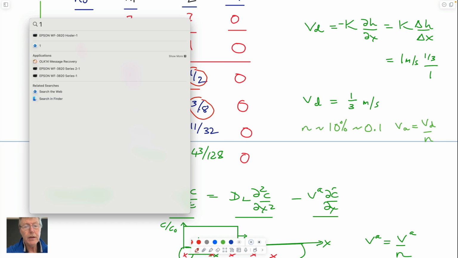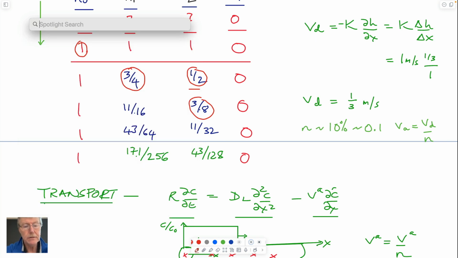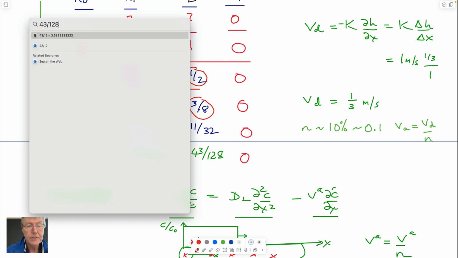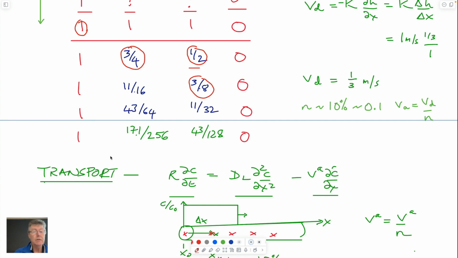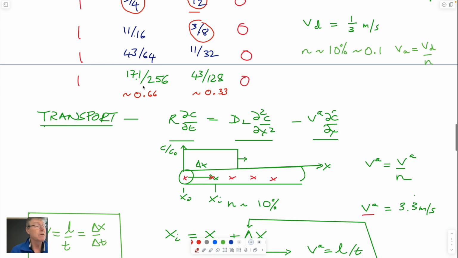And 43 over 128, if you can see it, is 0.335 something, right? So basically they're asymptoting to be the values that they want to be. So this is almost 0.66, and this is almost 0.33. And you can keep on going, but they'll get progressively closer and closer to this. They won't make any big change because they're almost essentially there already.